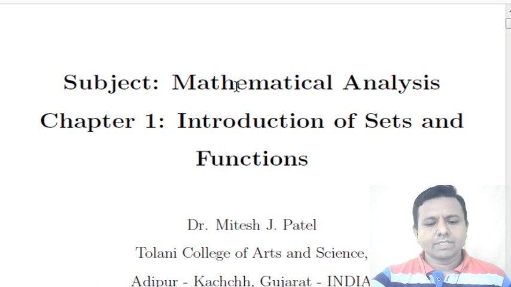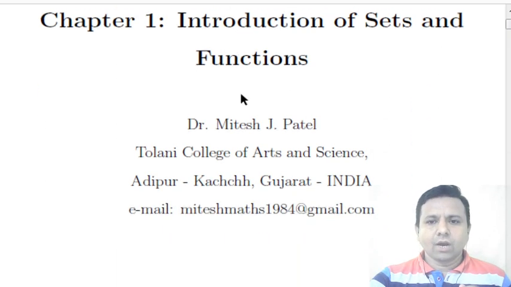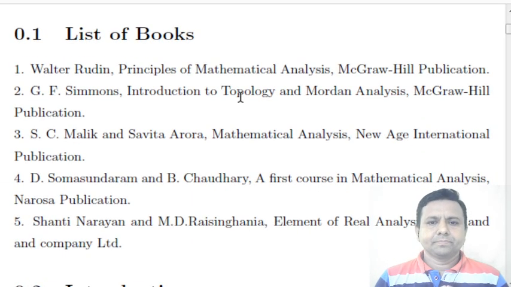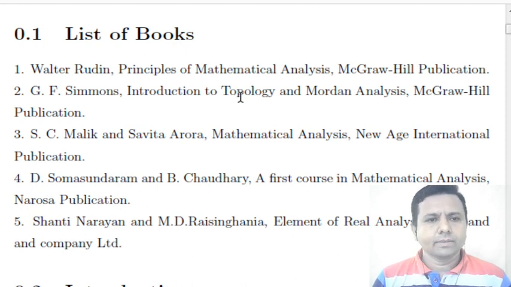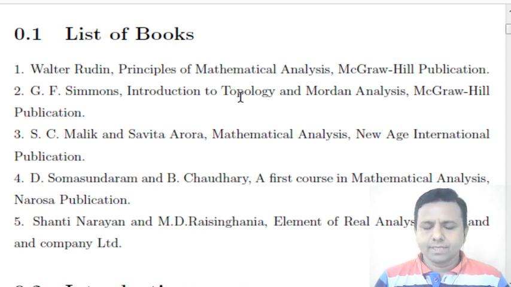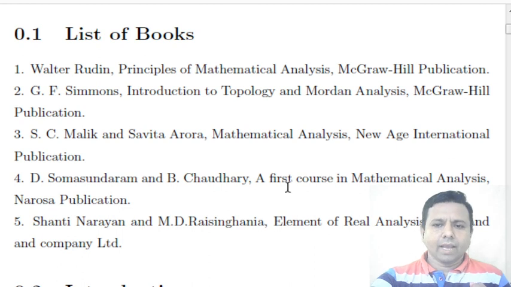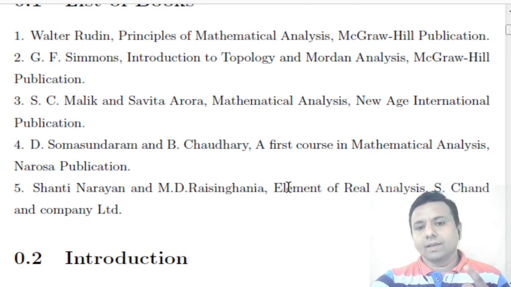Before we start, I want to list out some books which we refer. Number one is Walter Rudin, Principles of Mathematical Analysis, McGraw-Hill Publications. Then G.F. Simmons, Introduction to Topology and Modern Analysis. S.C. Malik and Savita Arora, Mathematical Analysis. D. Somasundaram and B. Choudhary, A First Course in Mathematical Analysis. Then Shanti Narayan and M.D. Raisinghania, Elements of Real Analysis.